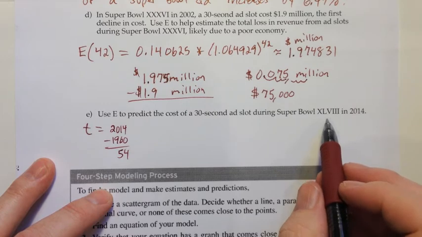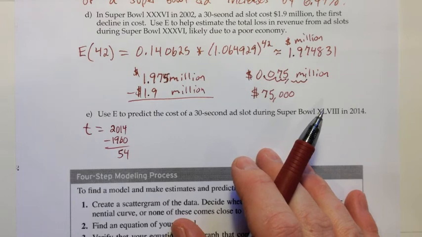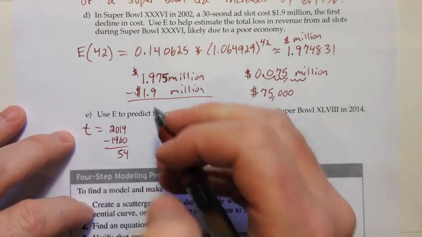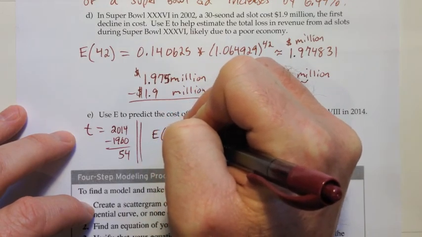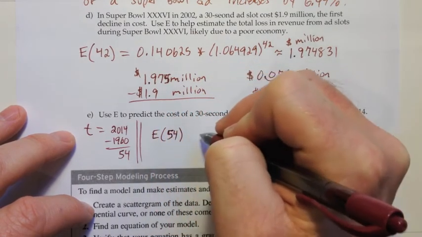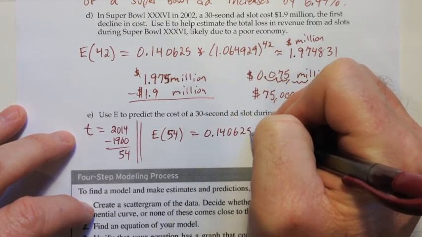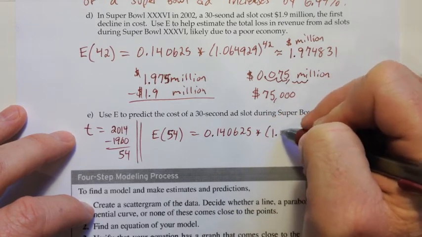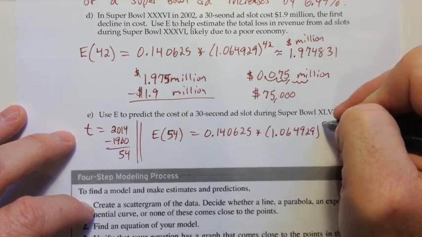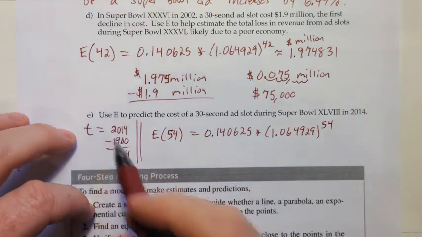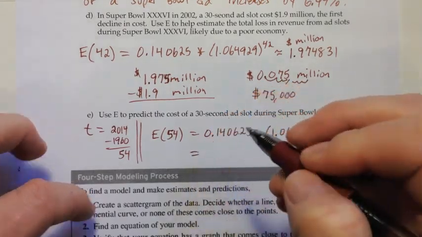I think, what did I say that was? Super Bowl 48. Earlier they said the first Super Bowl was 1967, so there's some hope my Roman numerals were right there. And then how much would we expect the ad to cost in that year? That would be E of 54. So that'd be 0.140625 times the base of 1.064929 raised to that power of 54. And they're asking us to use E, and I would want to use E because it looks like the better fit to the data. So let's see what we get out of that.